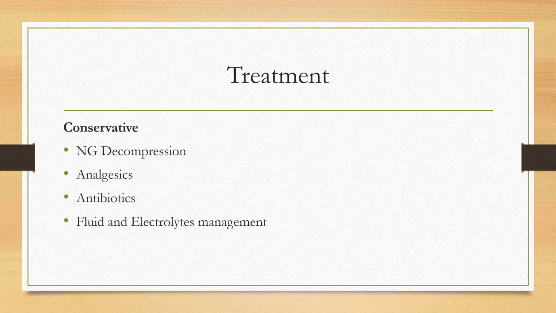Then pass a nasogastric tube, which is called as NG decompression, to remove all the secretions above the obstructed segment and to decompress the bowel. Then for the pain we will give analgesics, and antibiotics, because whenever there is an obstruction there is a chance that it can lead to infection. Then we have fluid and electrolyte management, because it can lead to third spacing, loss of fluid, and the patient is NPO, so you have to manage the fluid through IV lines.